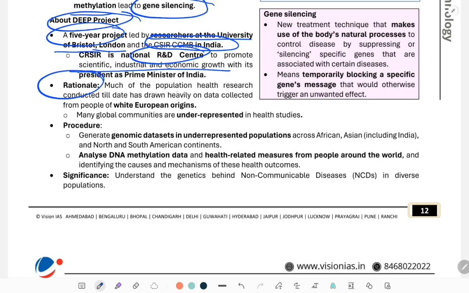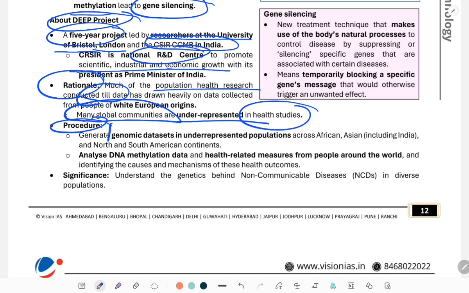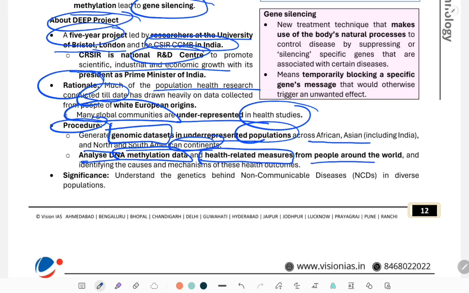The rationale is that much of population health research conducted till date has drawn heavily on the data collected from people of white European origins. Many global communities are underrepresented in health studies. Okay, we'll see the procedure. Genetic and genomic data sets in underrepresented populations across Africa, Asia, and North and South American continents. It will analyze the DNA methylation data and health related measures from people around the world and identify the causes and mechanisms of these health outcomes.